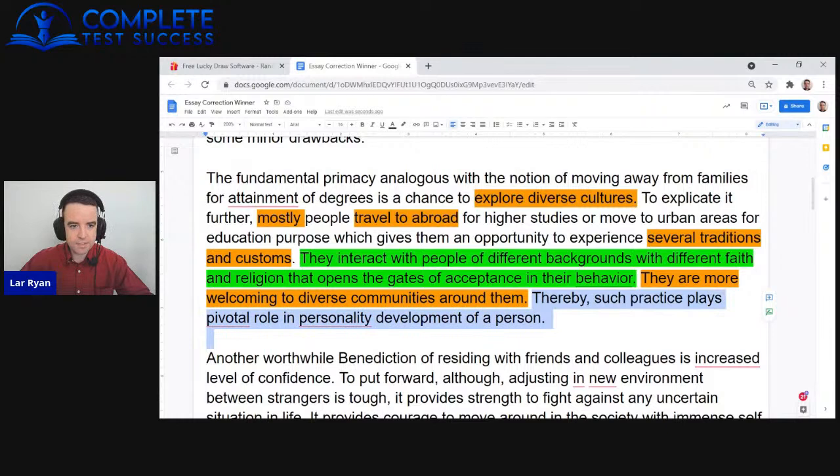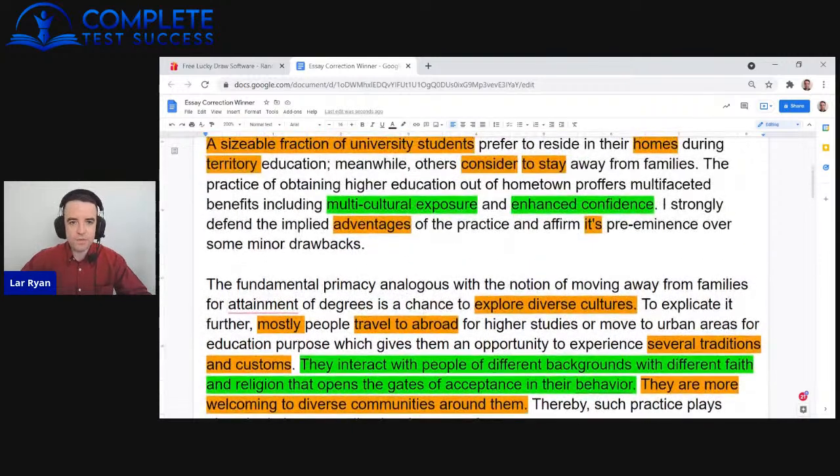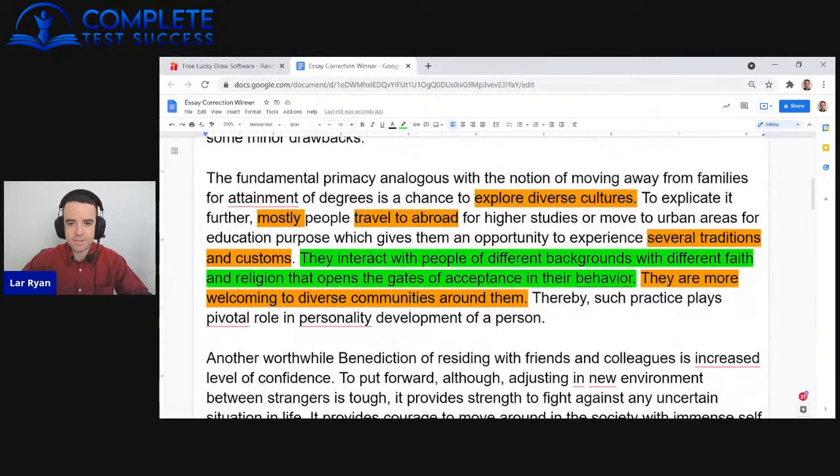Thereby, by such practice plays a pivotal role in personality development. This is a different idea. So now you're talking about personality development. That would have been okay as a main idea, and you could have talked about that. But you've talked about multicultural exposure and enhanced confidence. This is a different idea.